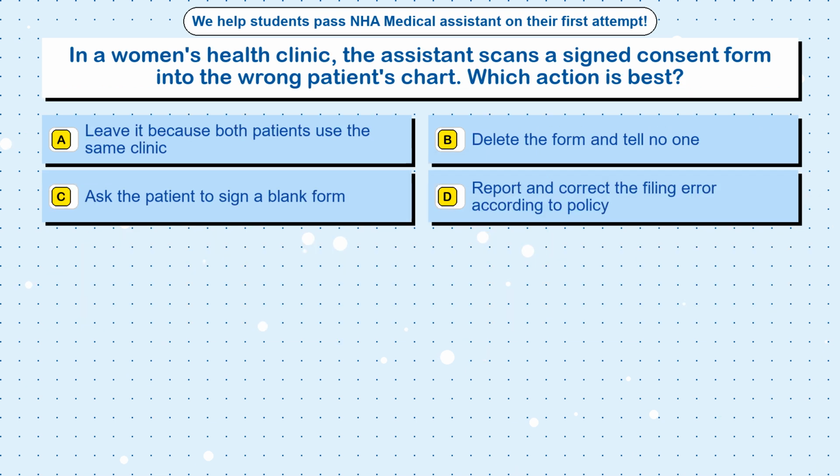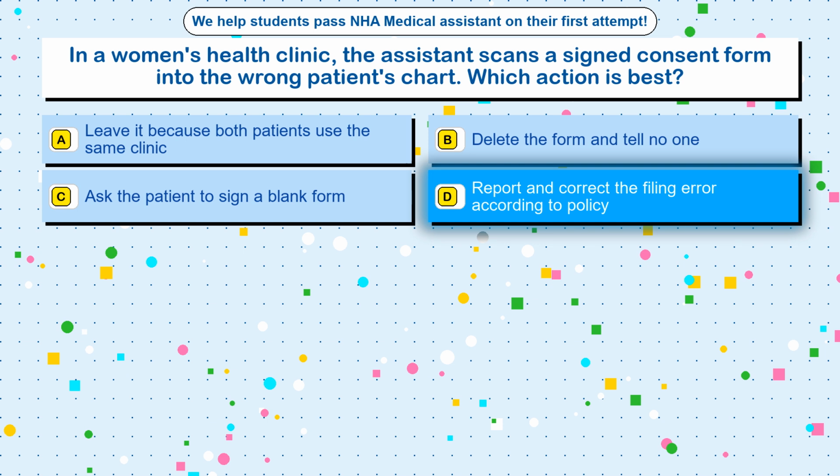Question 52. In a women's health clinic, the assistant scans a signed consent form into the wrong patient's chart. Which action is best? Option A, leave it because both patients use the same clinic. Option B, delete the form and tell no one. Option C, ask the patient to sign a blank form. Option D, report and correct the filing error according to policy.